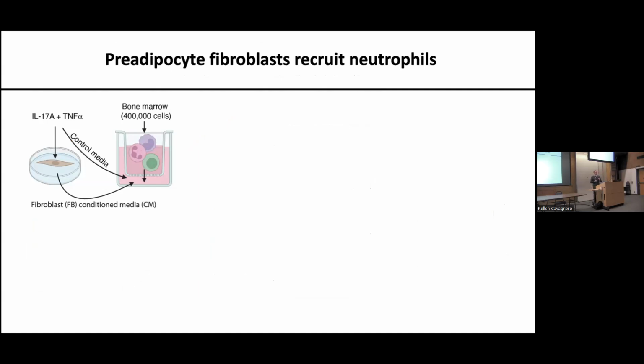In the top of the well, we put mouse bone marrow cells, which include neutrophils, among other leukocytes. And in the bottom of the well, we put fibroblast conditioned media. This is all the stuff that fibroblasts are making, all the stuff that they're secreting. And we use conditioned media from fibroblasts that have been activated by IL-17 and TNF or unactivated. And then we measure the cells that migrate across the membrane toward the conditioned media. This tells us what fibroblasts are recruiting.